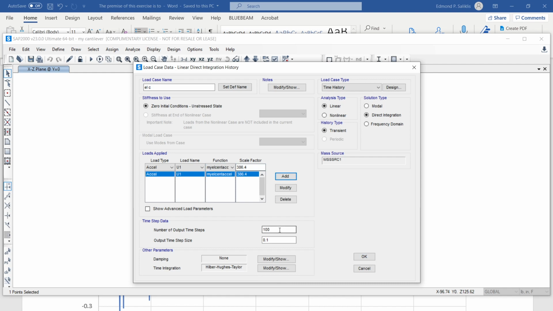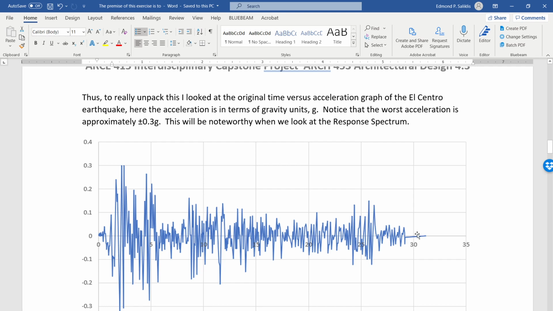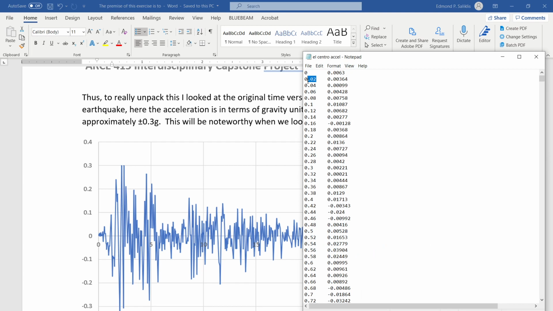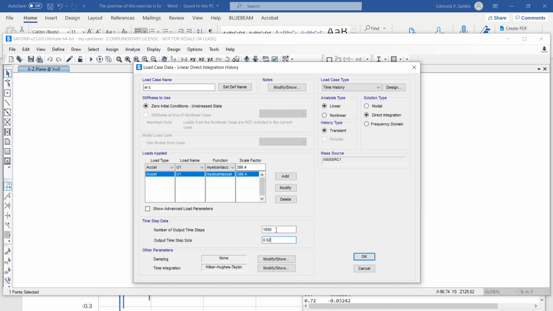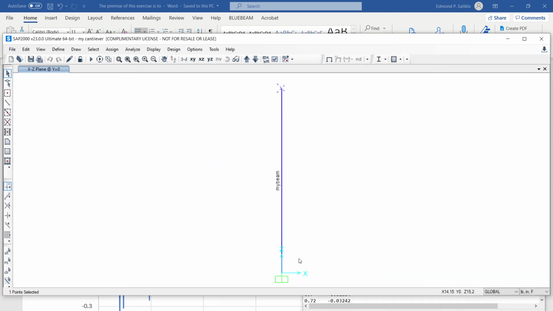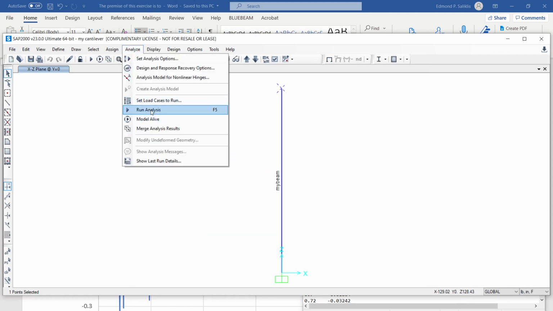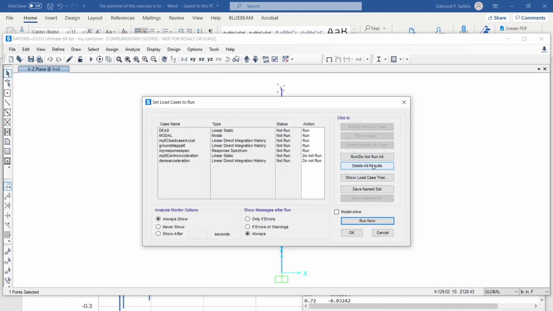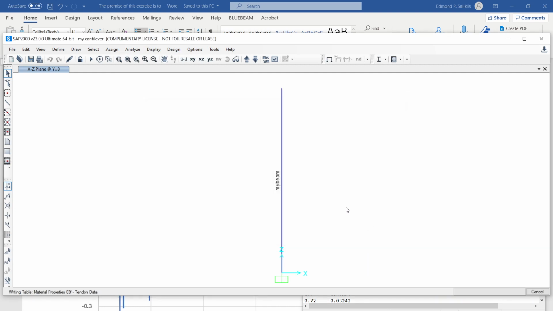Before you hit OK, check your time steps. I need 1600 time steps at 0.02 because I have 32 seconds of the earthquake, and the earthquake was in 0.02 seconds. So I made it 1600 at 0.02, and then you have that. That seems to work just fine. Run it, analyze, run analysis. I think we already did that, but let me just run it right now again.